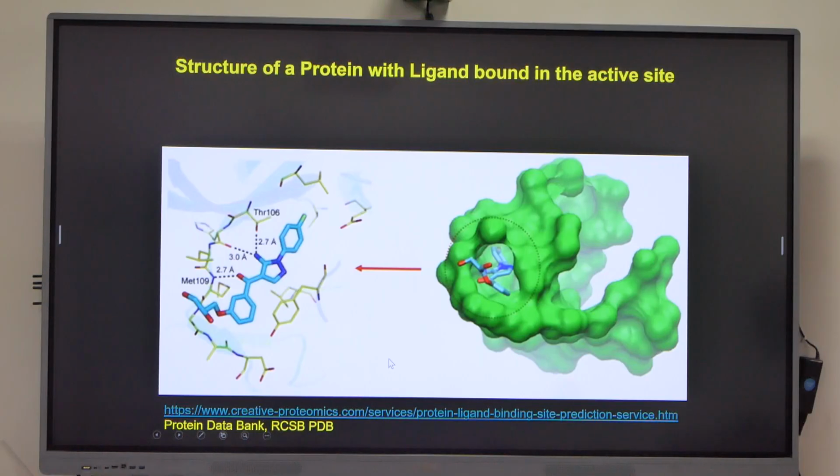Some of the residues of the protein are making some interaction, which are usually responsible, this threonine 106 and methionine 109 and other parts of the protein structure in the active site are binding with this, and sometimes they are also responsible for making chemical change into the substrate structure.